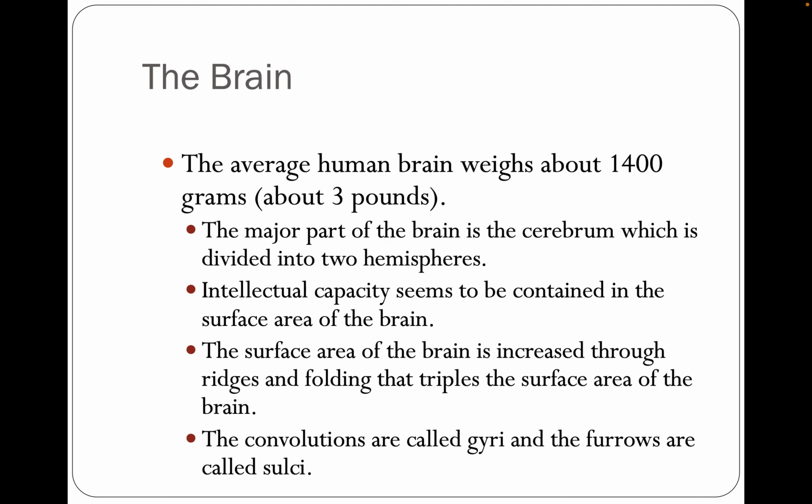The average human brain weighs about 1,400 grams, about 3 pounds. The major part of the brain is the cerebrum, which is divided into two hemispheres. Intellectual capacity seems to be contained in the surface of the brain. The surface area of the brain is increased through ridges and folding that triples the surface around the brain. The convolutions are called gyri, and the furrows are called sulci. Gyri and sulci.